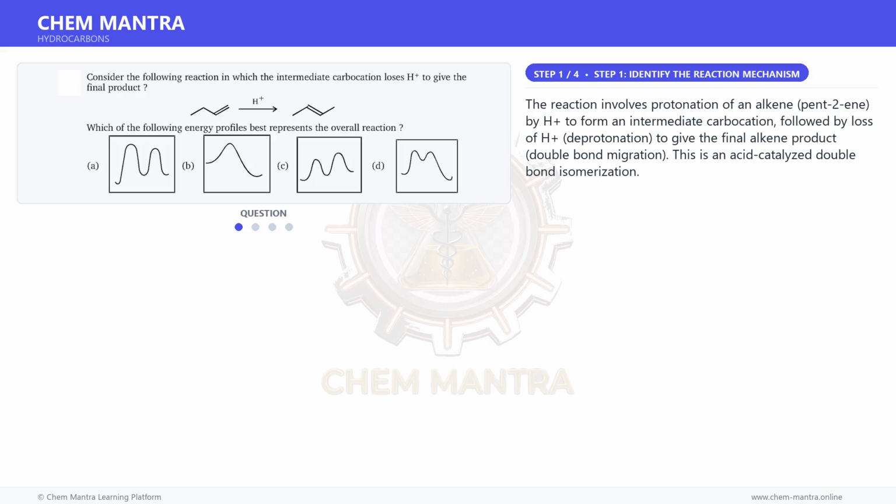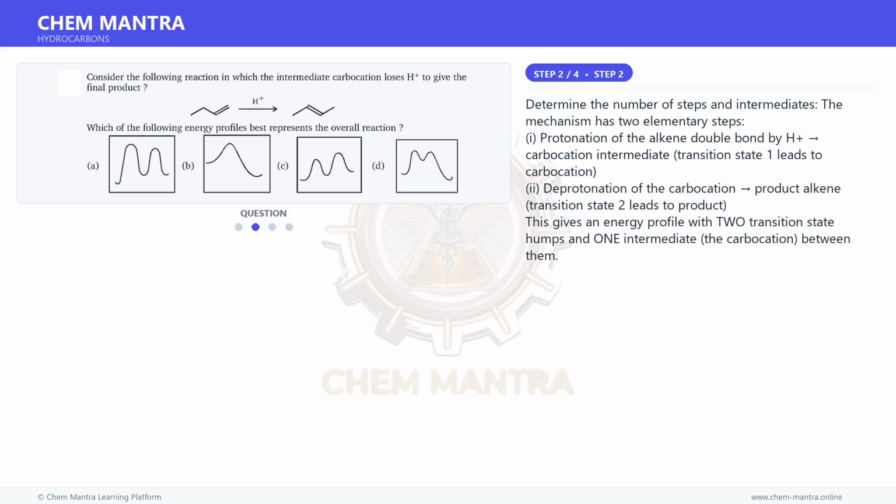The reaction involves protonation of an alkene, pent-2-ene, by H+ to form an intermediate carbocation, followed by loss of H+, deprotonation, to give the final alkene product, double bond migration. This is an acid-catalyzed double bond isomerization. Moving on to the next step.